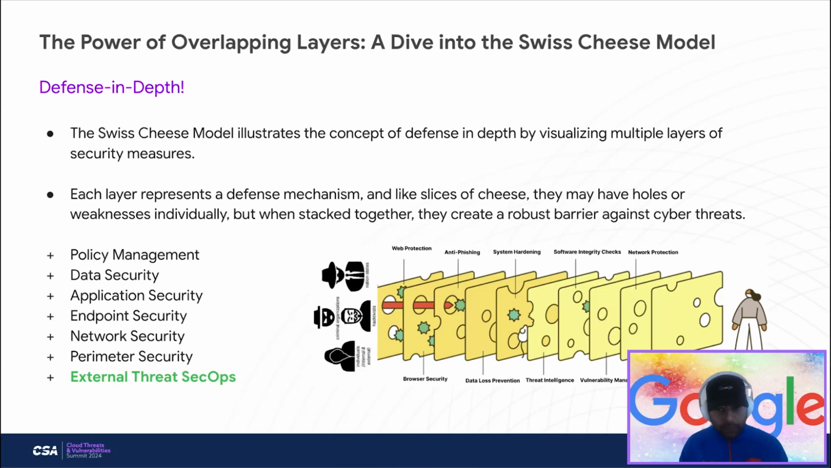Then comes the next layer, which is data security. Data resides everywhere, whether it's within the application, endpoint, network, or perimeter. Then comes the application security layer. How is your AppSec working? That application is sitting on an endpoint. How secure is your endpoint? Those endpoints are connected to your network. How secure is your network? And that network resides within your perimeter, or your cloud service provider's perimeter. So how secure is your perimeter? That's another key thing. And to encapsulate everything, the next step of analysis comes around external threat SecOps, where, again, we're going to talk about the threat actors and their TTPs.